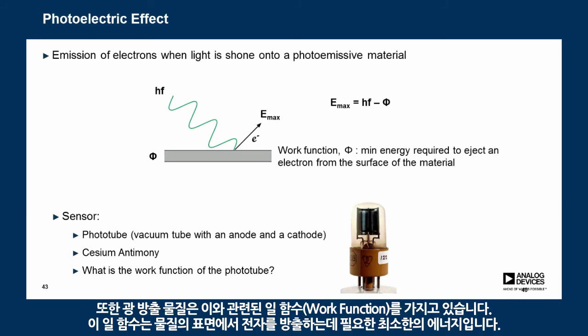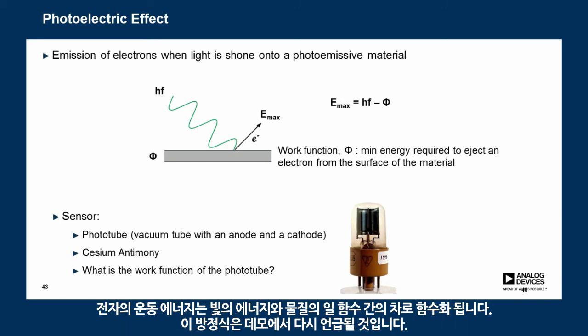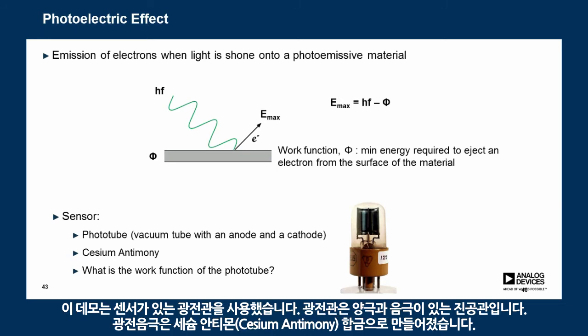Well, the photoemissive material also has a work function associated with it, and the work function is the minimum energy required to actually eject the electron from the surface of the material. The kinetic energy of the electrons is a function of the difference between the energy of the light and the work function of the material. So remember this equation because we are going to come back to it later when we talk about the demo.